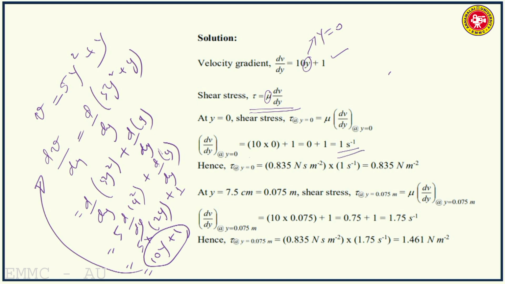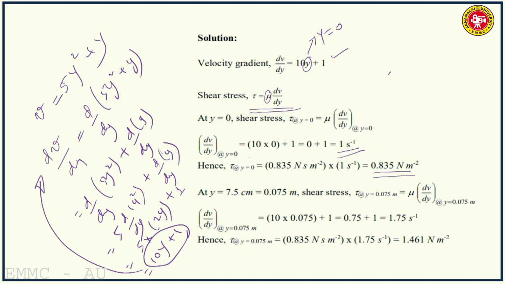Therefore, tau at y is equal to 0 will be 0.835 Newton second per meter square, which is the viscosity, multiplied by 1 per second. You get 0.835 Newton per meter square. This is the shear stress at the surface of the bottom plate, which is fixed.